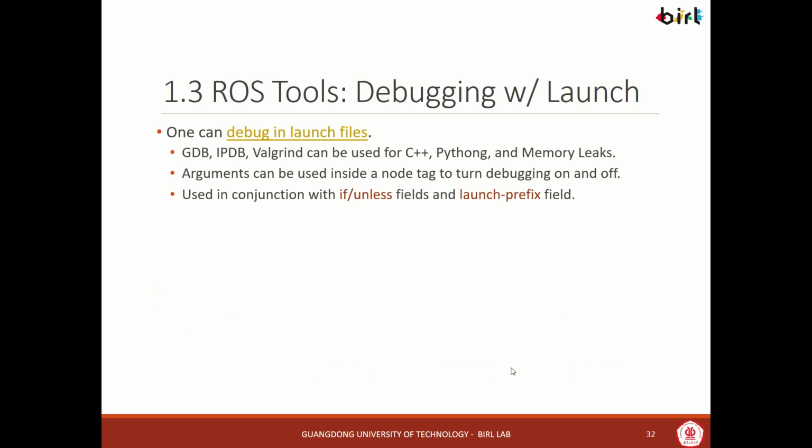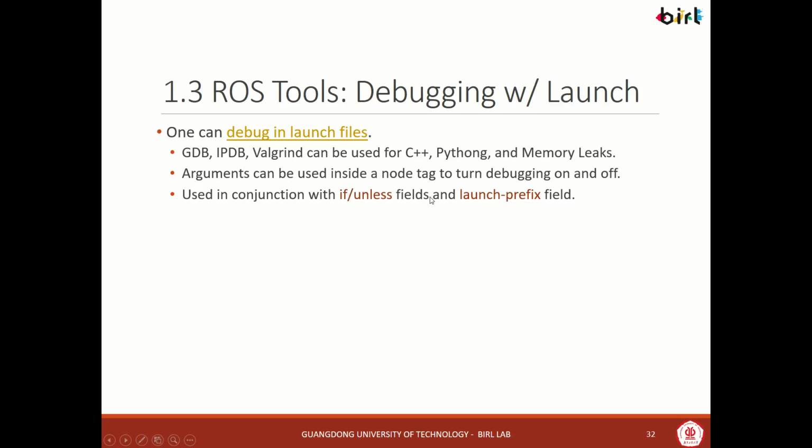Debugging can also be done inside launch files. Again, I won't go into details right now, but I do want to tell you that it can be done. You can use GDB, IPDB, memory leak, Valgrind software, all inside launch files. We will normally use arguments inside nodes to turn debugging on and off. This is a really nice ability to have.